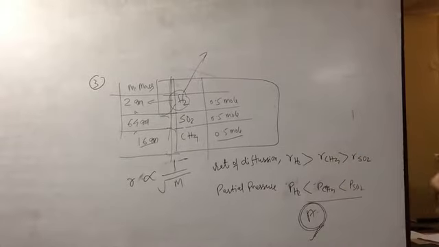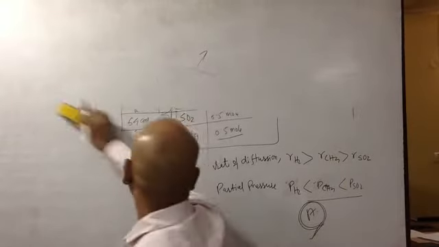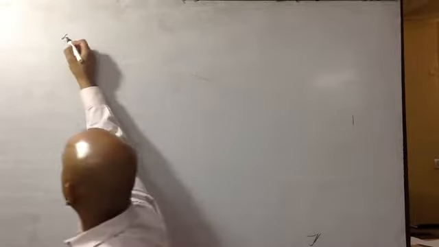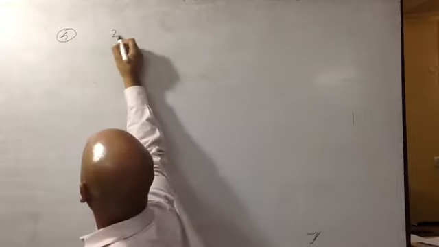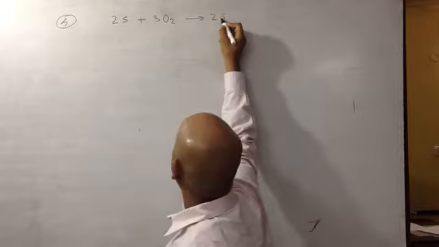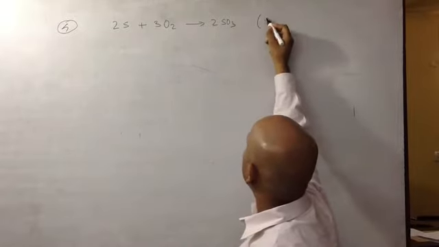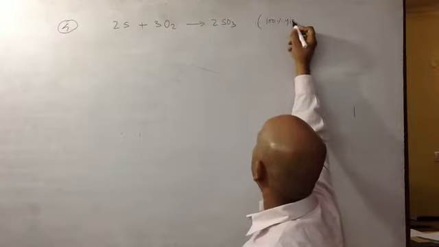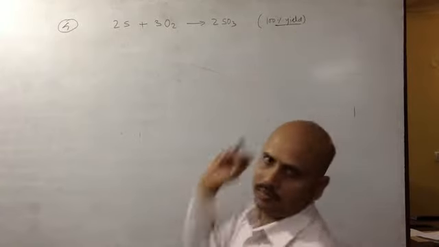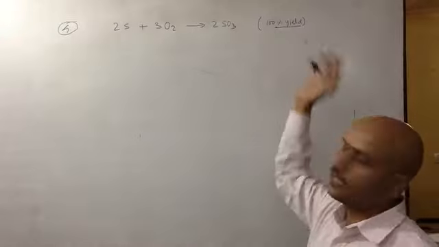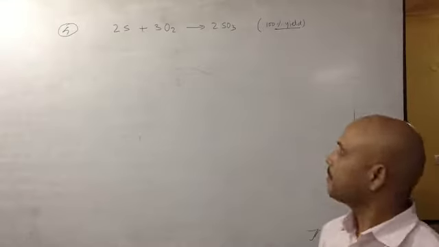Now, question number 4. Question number 4 is this reaction: 2S plus 3O2 gives 2SO3. It is 100% yield. What does 100% yield mean? Suppose 1 mole has to be produced, certainly 1 mole is going to be formed.